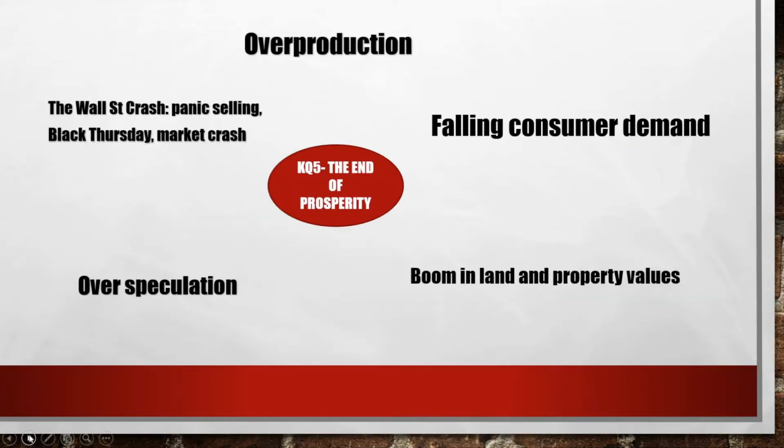So, as always, if you could get these headings down for me, either in spider diagram form or in note form, we're going to be looking at all of these today: overproduction, falling consumer demand, booming land and property values, overspeculation, and the Wall Street crash, including panic selling, Black Thursday, and market crash. As always, I'm going to suggest that you pause the video at this point to get these down, and I'm going to emphasise again to make sure that you are using not just this video for revision, but any of your other resources as well.